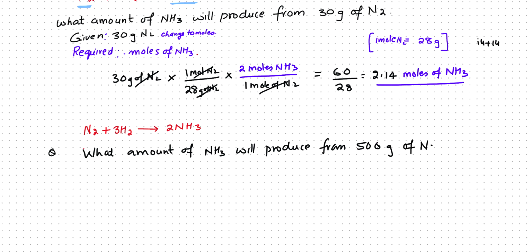So first we write the given amount. So given is 500 grams of nitrogen. It is given in grams, so we change into moles. And then what is required? The amount of ammonia, that is moles of ammonia. We have to find moles of NH3. Now we take the mole ratio between nitrogen and ammonia. So first we write the given amount, so 500 grams.